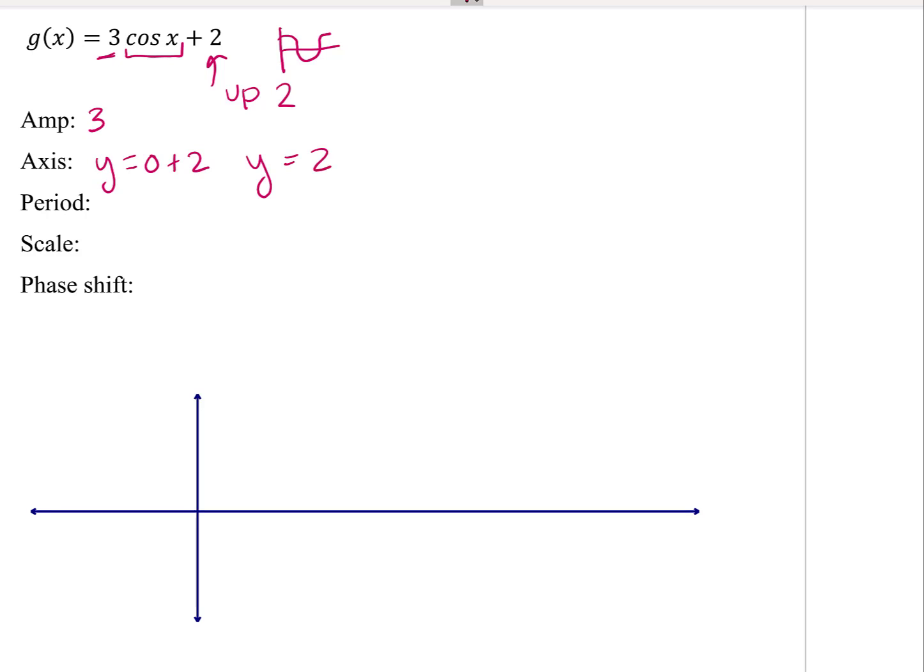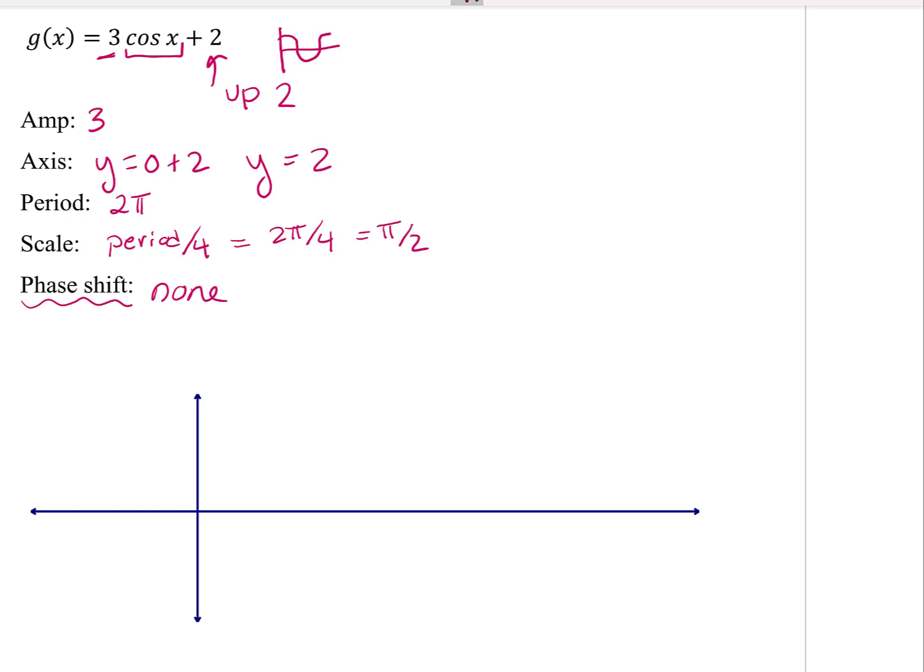There's no number that's multiplied with the x, so that means that our period is still 2 pi. We identify our scale by taking the period and dividing it by 4. That's our formula. So 2 pi over 4 simplifies to pi over 2. And in this case, I'm going to tell you that we have no phase shift, which is our horizontal shift, left or right. That's because we have no number that is added or subtracted directly to the x. So I'm going to write none here.